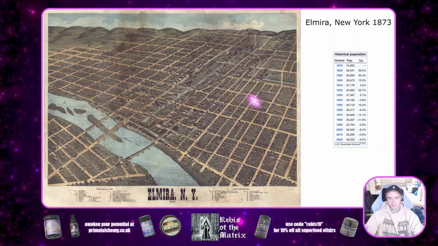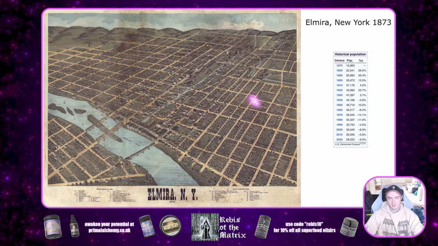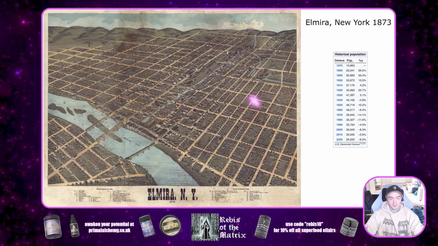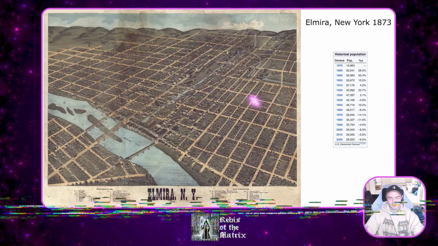Because all of America is gridded out. And it's not like that in England. It's not like that in Europe. It's like that in America. And in other places of the world, actually, that I will show in more detail in part 2.